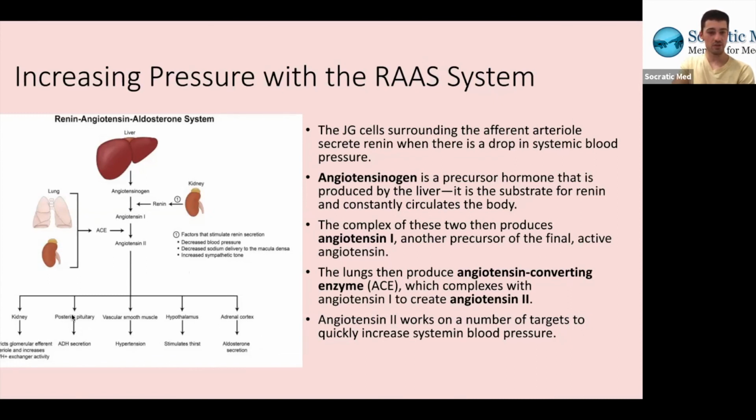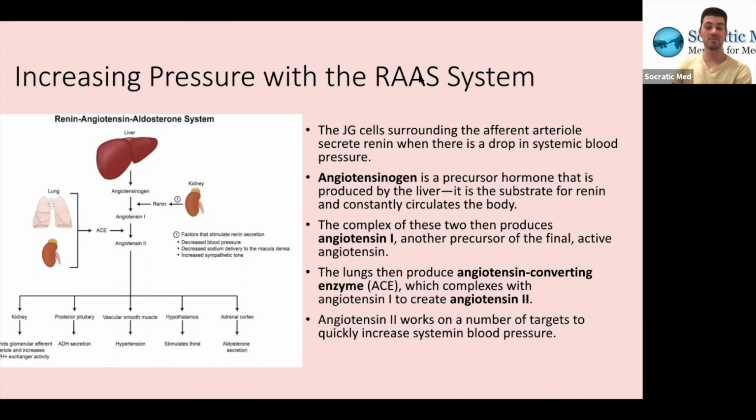And it increases blood pressure by everything over here at the bottom. So the kidneys, it constricts glomerular efferent arteriole and increases NHE exchanger activity. It acts on the posterior pituitary to increase ADH secretion, like we talked about before. That's going to allow us to bring water into the body, and it's going to increase the blood volume, which increases hydrostatic pressure. It acts on the vascular smooth muscle cells, which line your blood vessels, and that creates hypertension. That's just vasoconstriction, your basic vasoconstriction throughout the body.